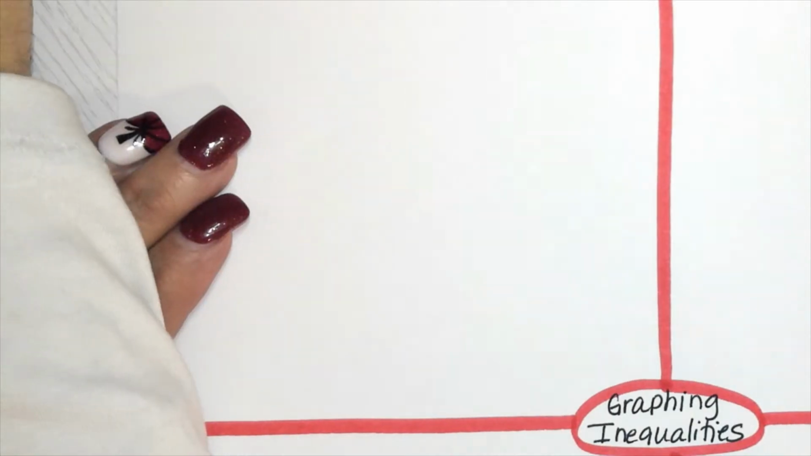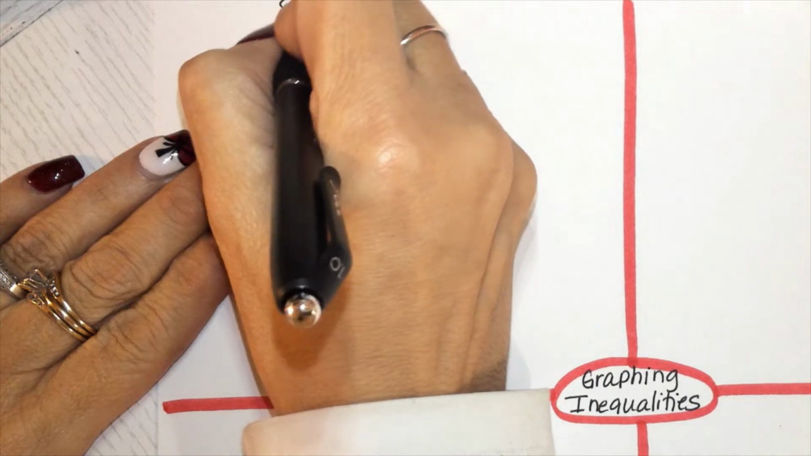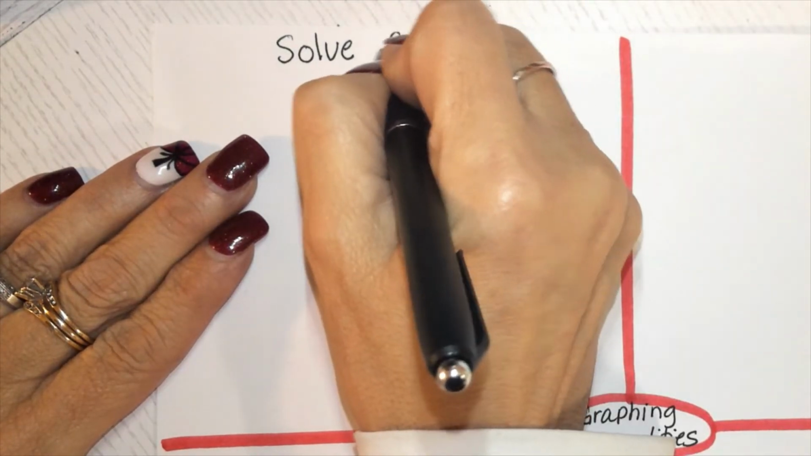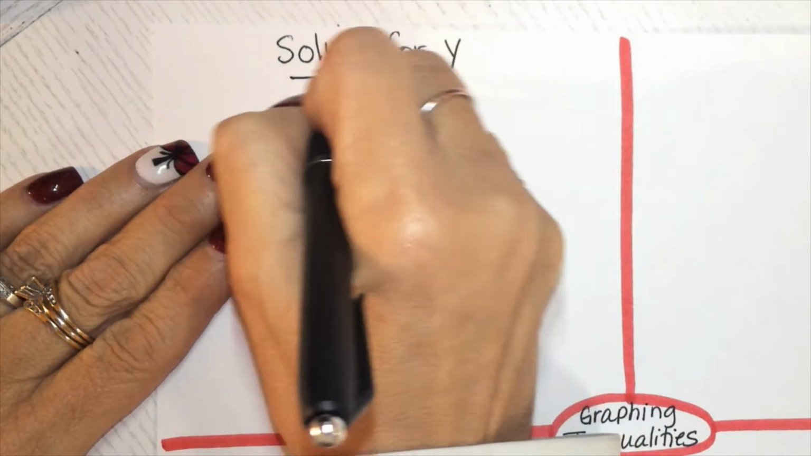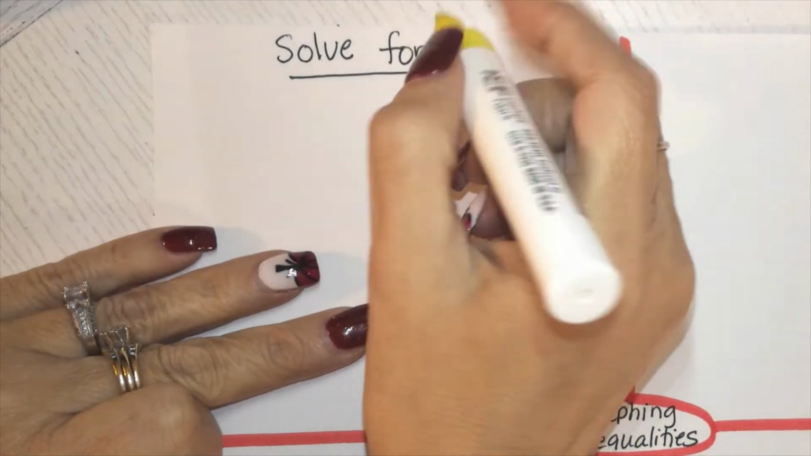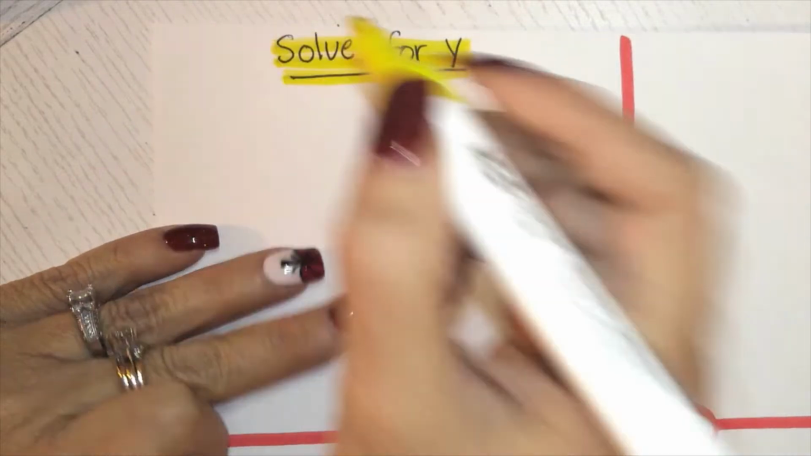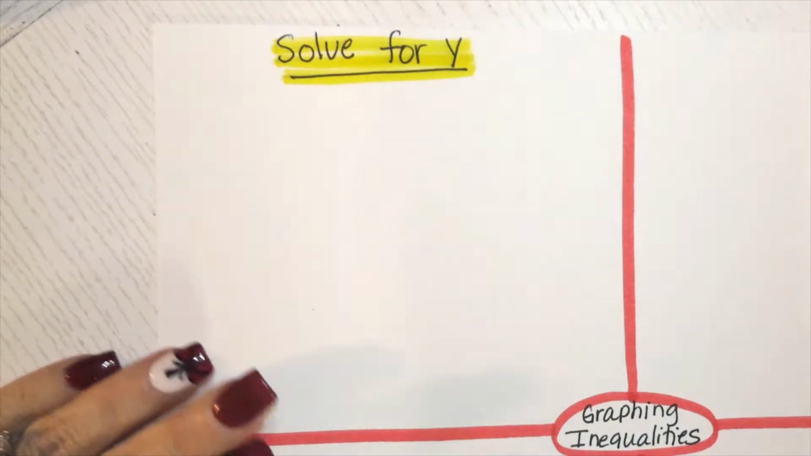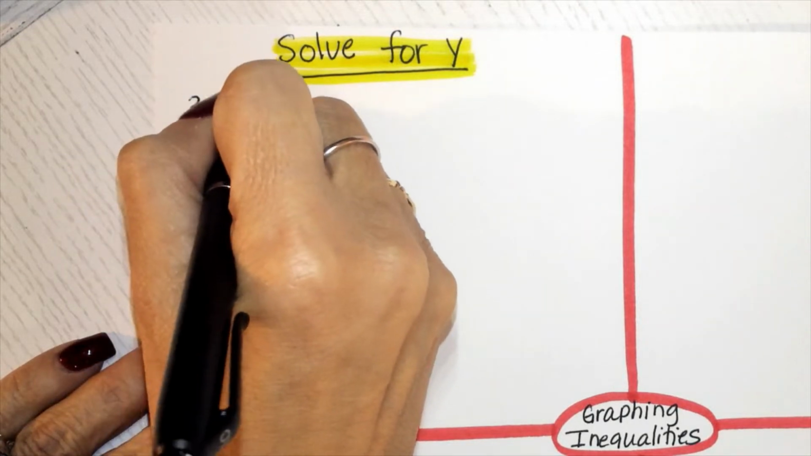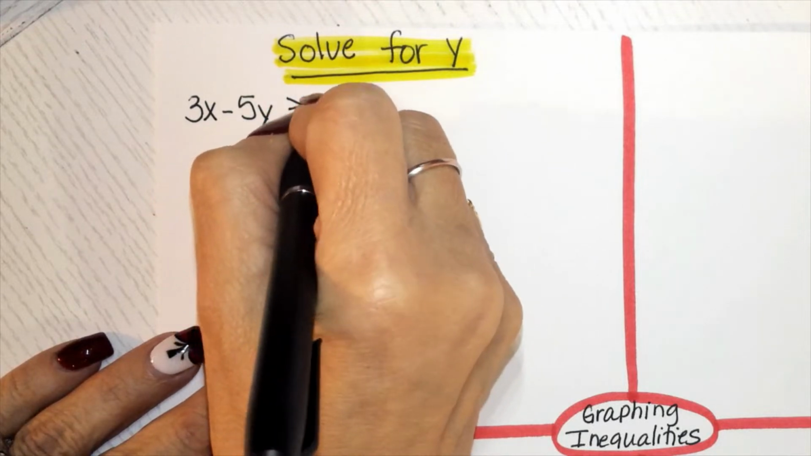We're going to go up here to this top right or left-hand corner. So we're going to start off, let's just review how to solve for y. Okay, we're going to say solve for y. Now this is when we have an inequality. So let me highlight this. This is our solve for y. Oh, that marker has some issues. I'm going to switch colors here in a second. All right, so let me give you this. 3x minus 5y greater than or equal to 10.